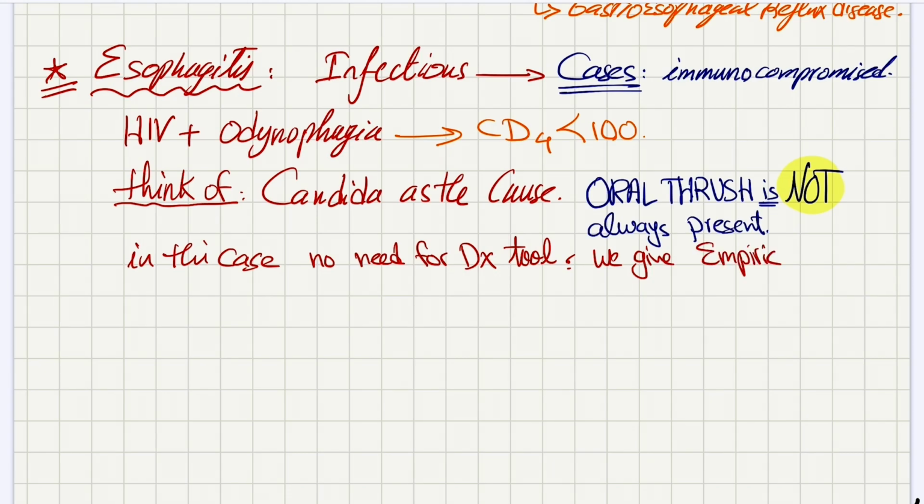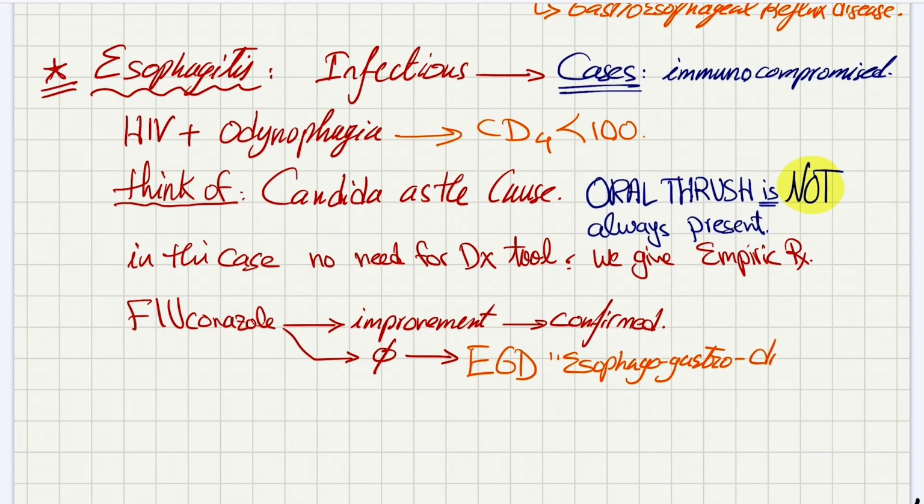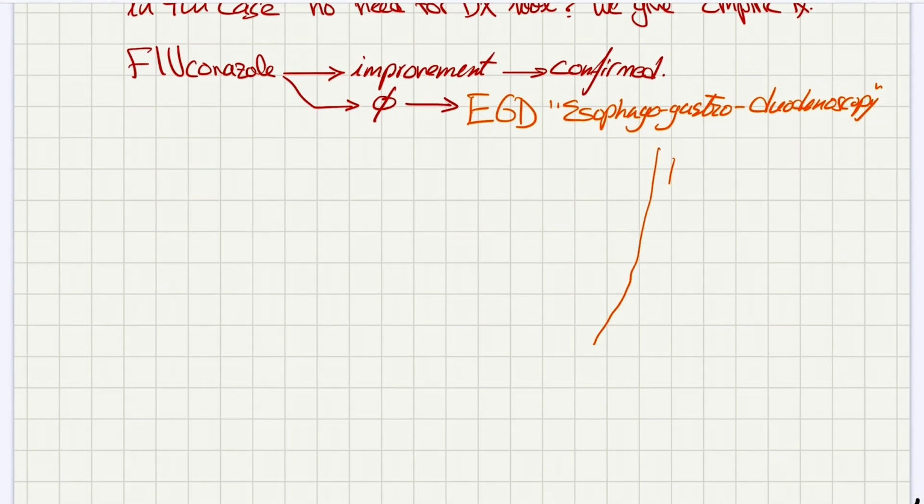Instead, we give empiric fluconazole and monitor the response. If we have any response, that means it was Candida and we are treating it right. So we give fluconazole and then we treat HIV. If we don't have any response, then we need to do a scope. EGD, esophagogastroduodenoscopy. So EGD means we insert a tube within the esophagus. This will allow us to take biopsies to make a tissue diagnosis.